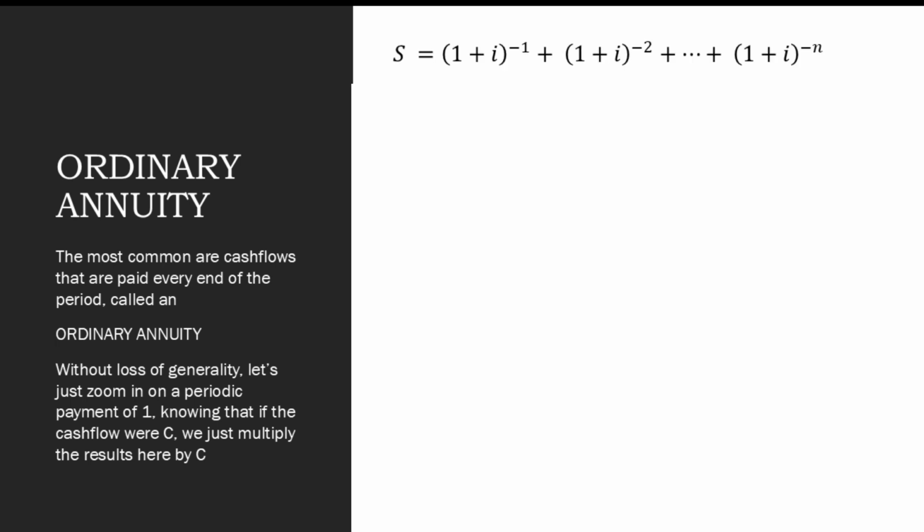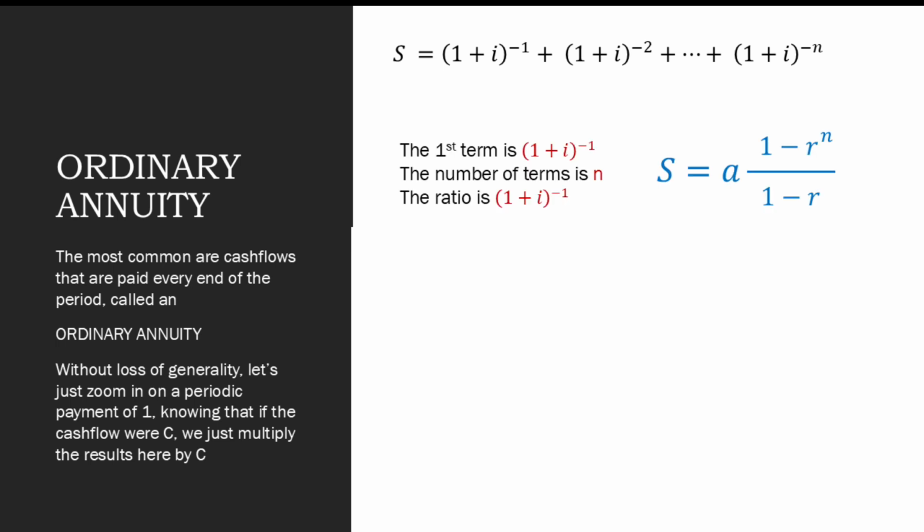Now let's try to expand this and see how it works with ordinary annuities, where all payments are paid at the end of each year. For now, we'll focus on a payment of 1 every year to keep the notation simpler. Anyway, we can always extend to a cash flow of C by multiplying the results here by C in the future. Now, using the general formula with the first term of (1+i)^-1, which happens to be the ratio as well, and with n terms, we have the following formula.